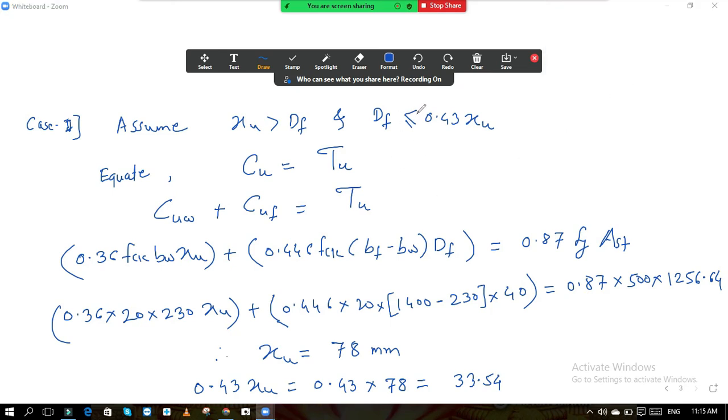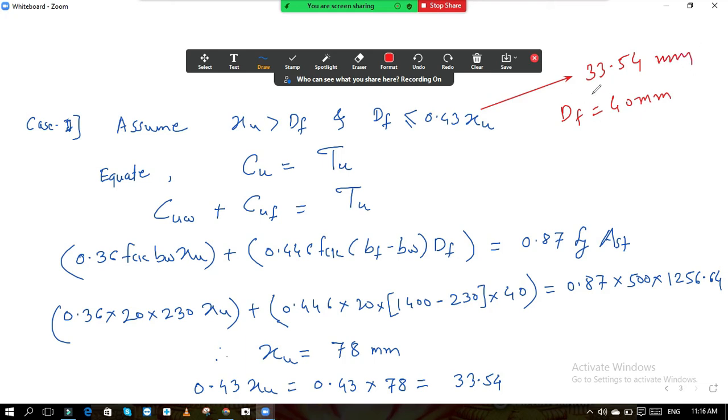Your second condition should be DF should be less than this 0.43 XU or equal to. So 0.43 XU, see the value of this 0.43 XU is 33.54. And what is the value of DF? The value of DF is 40 mm.